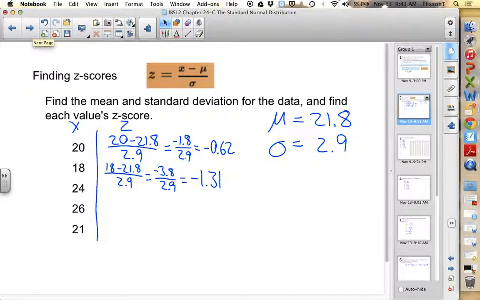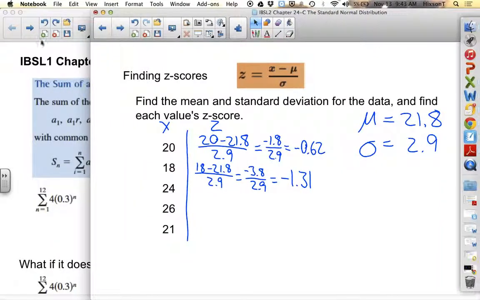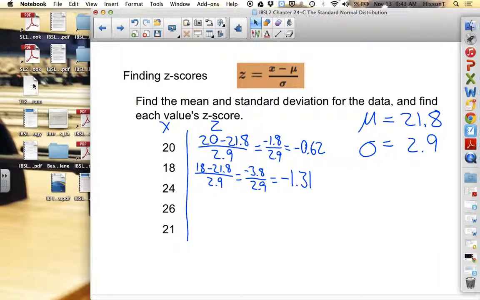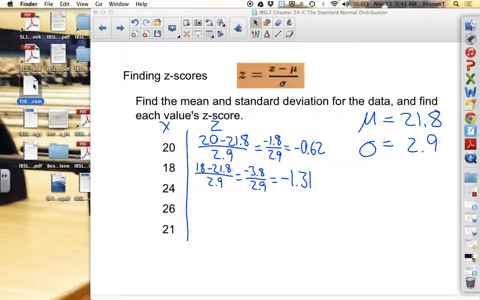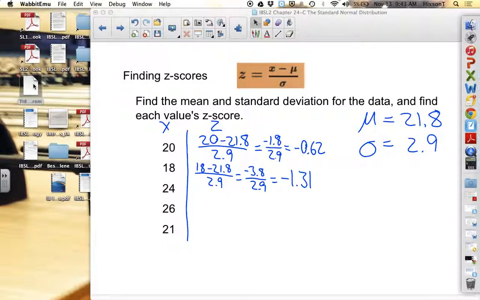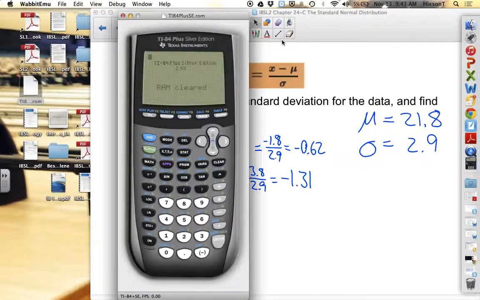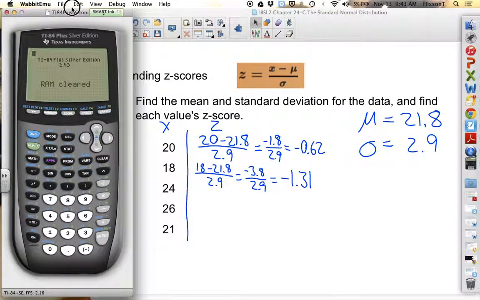Okay? Now, this is where technology is nice because obviously we only have 5 here, so it wouldn't be a big deal to do all of them separately. But it is possible to do an entire list all at once, right? If we put these 5 pieces of data in a list, how could we find the z's for all of them at once? Subtract 21.8 from all of them and then divide them all by 2.9. Yeah, remember you can do operations on lists.